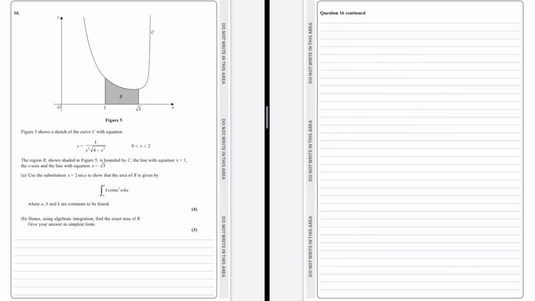All right, on to question 16. We have another substitution to do here. So x equals 2 sine u. If we differentiate that, dx by du will be equal to 2 cos u.